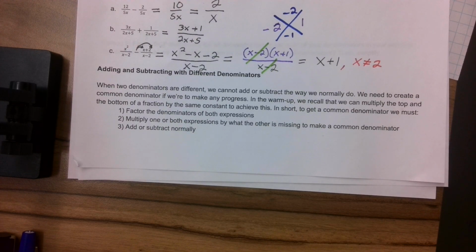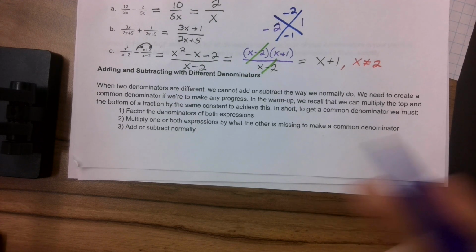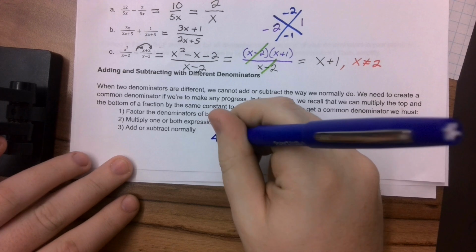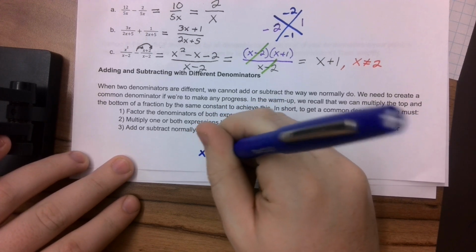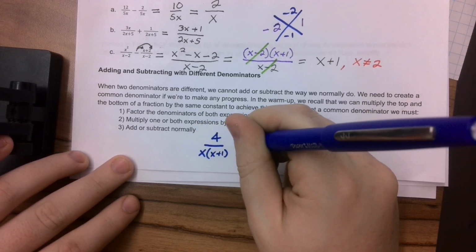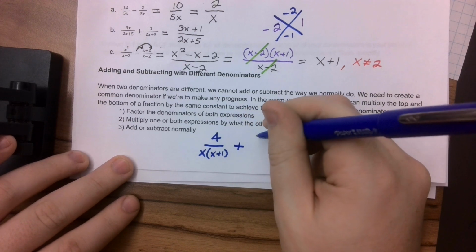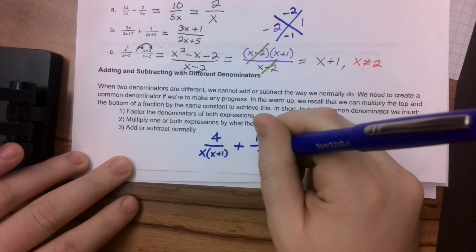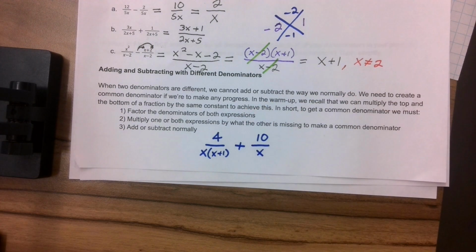All right. What if we had different denominators, though? Like, let me just make up a weird, crazy problem. Let's say I had 4 over x times x plus 1 plus, I don't know, 10 over x. Well, here, we've got something a little bit interesting. We can't add these unless they have the same denominator. So what can we do?